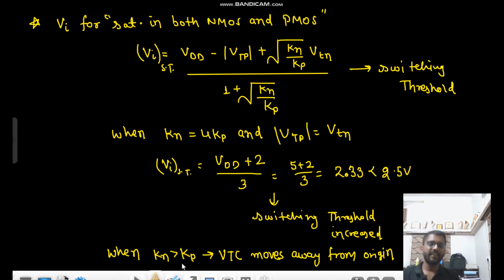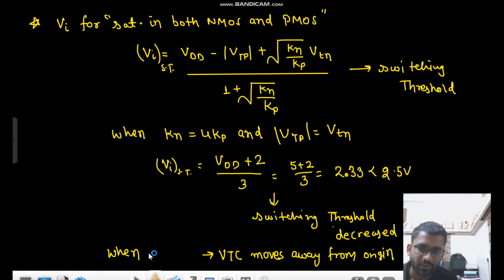And we can't really generalize it like if Kn is greater than Kp. It really depends on the formula. Okay, we can't generalize it. Just assume Kn is equal to 2 Kp. Kn is twice of Kp. And then try to find the value. So it would be 5 plus root 2 upon 1 plus root 2, and that is greater than 2.5. Okay. So we can't really generalize the formula. We can just write the formula for a specific case that we have seen. Okay. Switching threshold decreased.